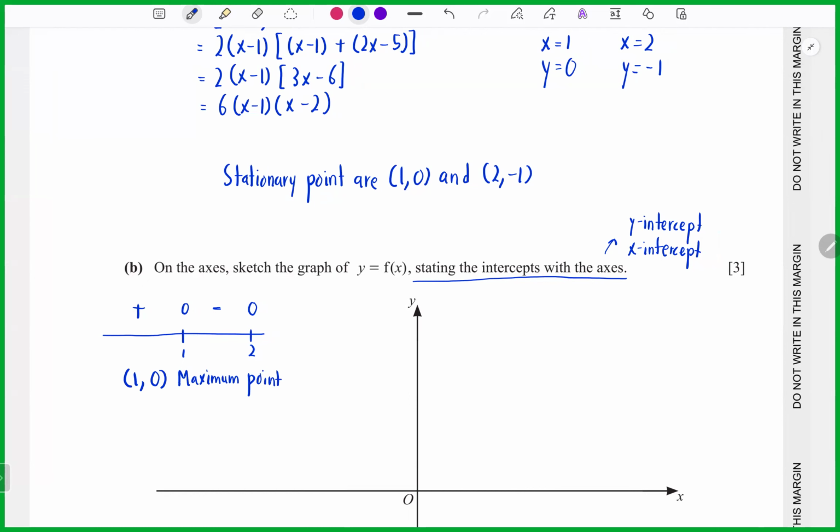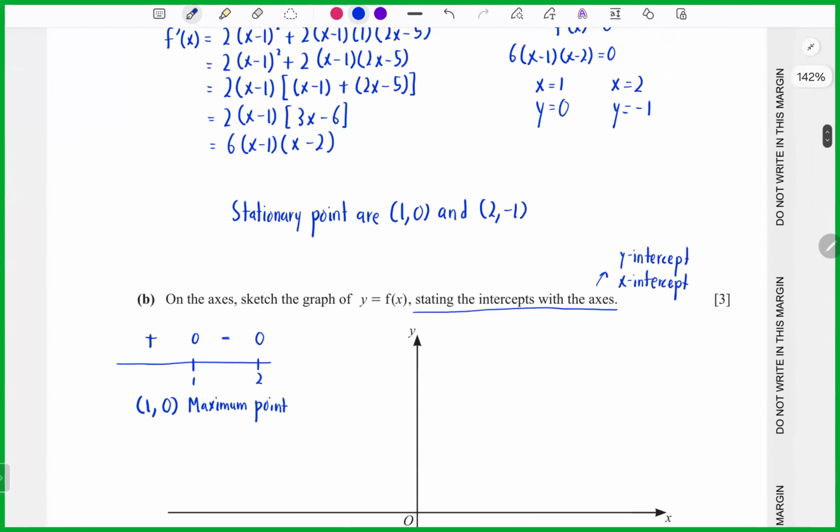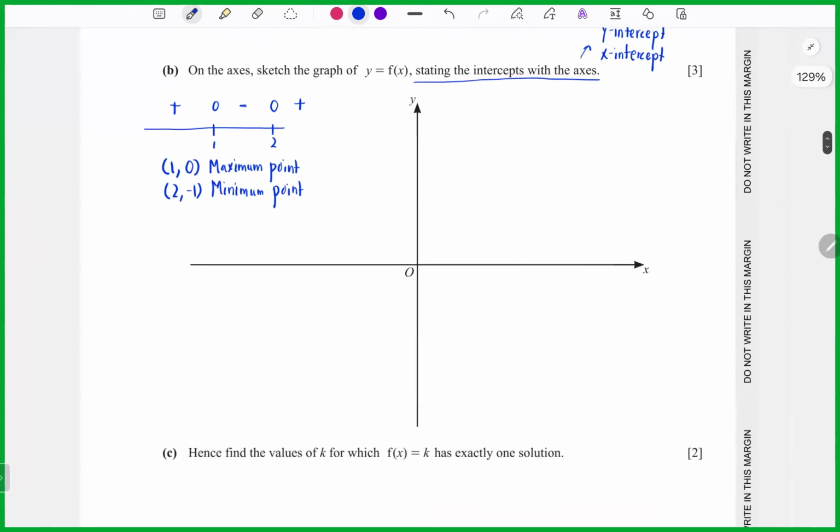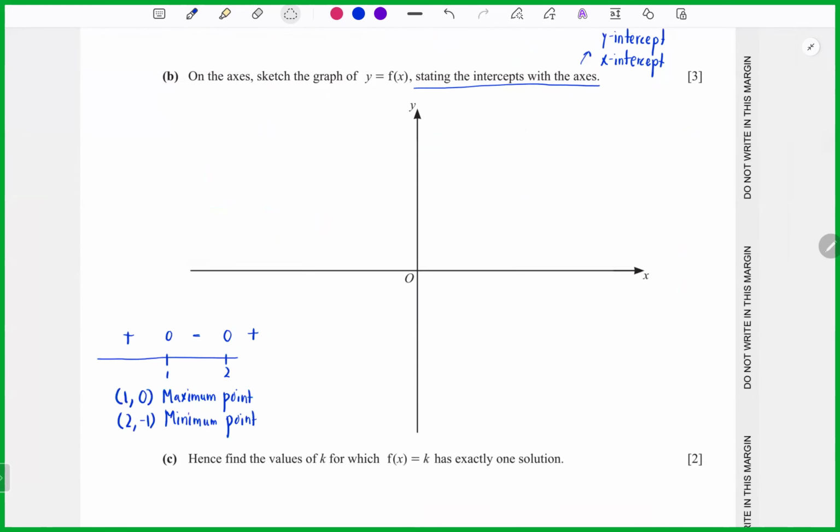Let's see the 2. So 6, 3 minus 1, 3 minus 2. So you will get positive. So 2, negative 1 is minimum point. I hope you can get it. So I transfer it first, right here.